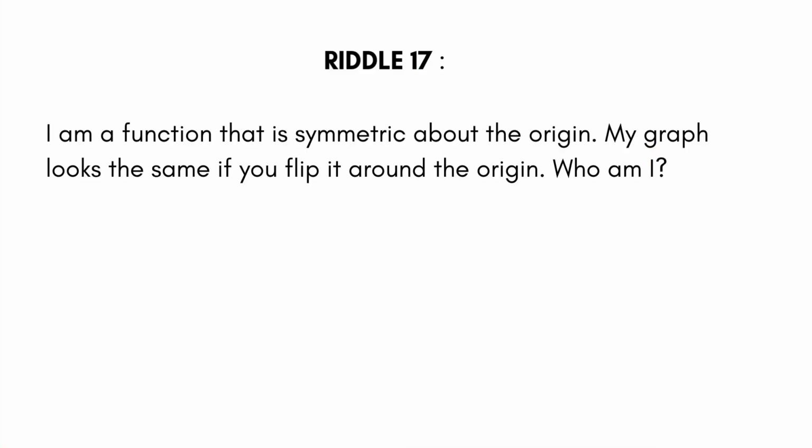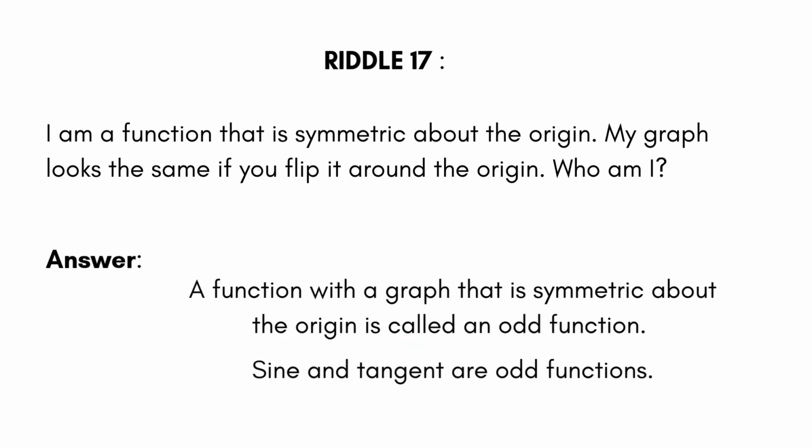Riddle 17. I am a function that is symmetric about the origin. My graph looks the same if you flip it around the origin. Who am I? Answer. A function with a graph that is symmetric about the origin is called an odd function. Sine and tangent are odd functions.